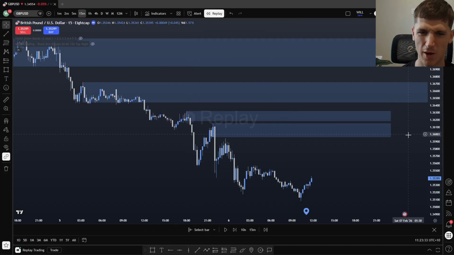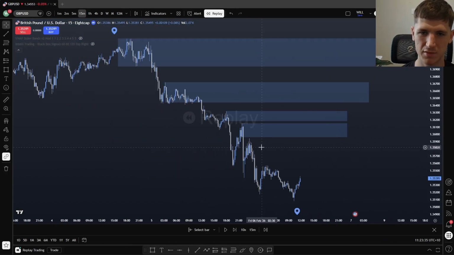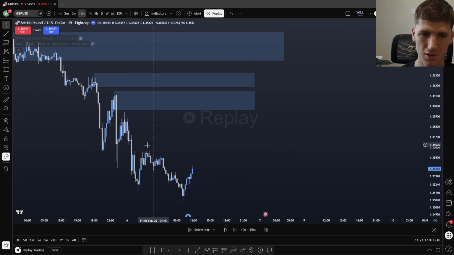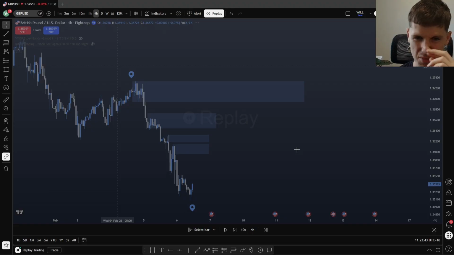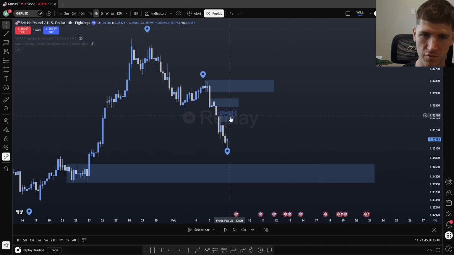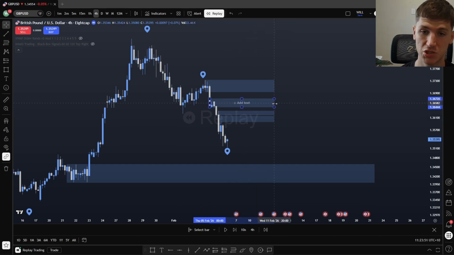Now, I wouldn't really worry about all of these ones down here because I don't want to be selling right at the bottom of a range. So pretty much from halfway above. But if you want to mark all of them at the start and just monitor price action as you go, you can absolutely do that. So let's press play and see how it goes.